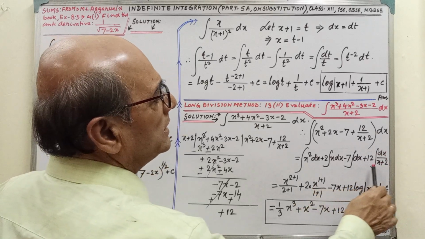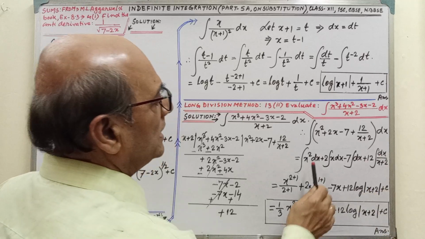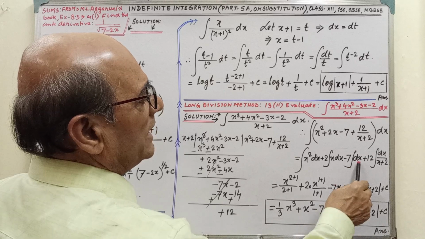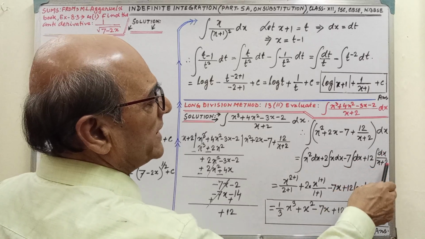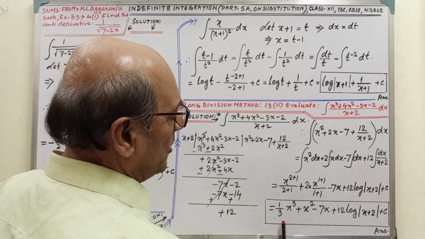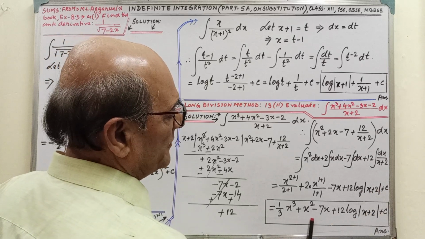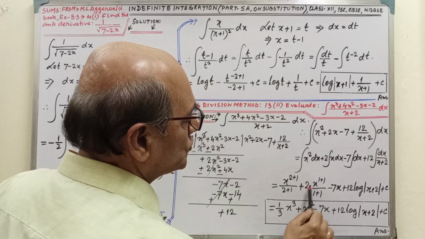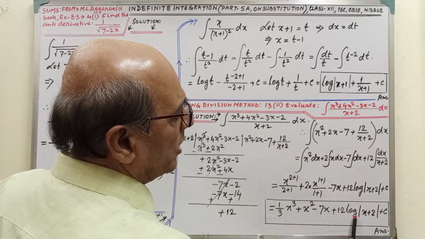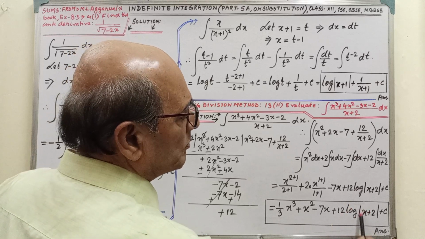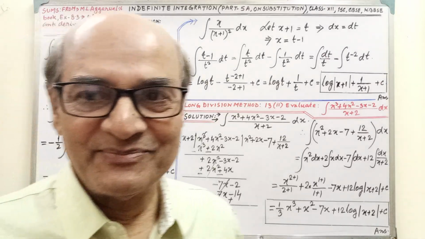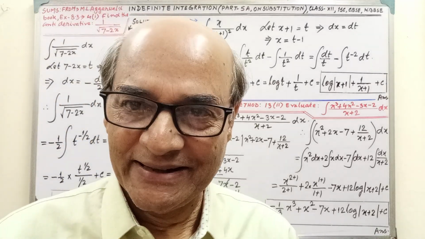Now all are in the frame of the formula, that is x to the power n. By applying the formula, here this is dx by x, that is log x. By applying the formula, log x plus c. Now by simplifying, very simple simplification, here is 2, here is 2, 2 will be cancelled, that is 3, 3, 1 by 3, so x cube by 3 plus x square minus 7x plus 12 log mod x plus 2, plus c. This is the answer. Very simple, you have to follow attentively.